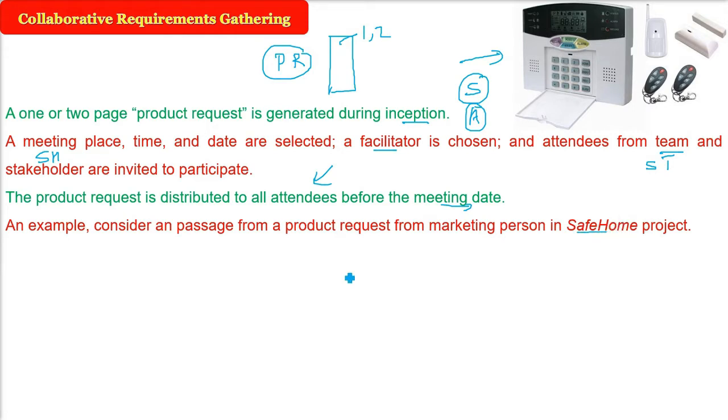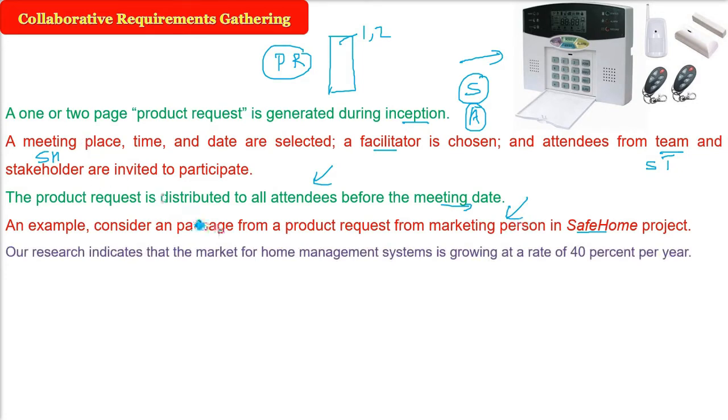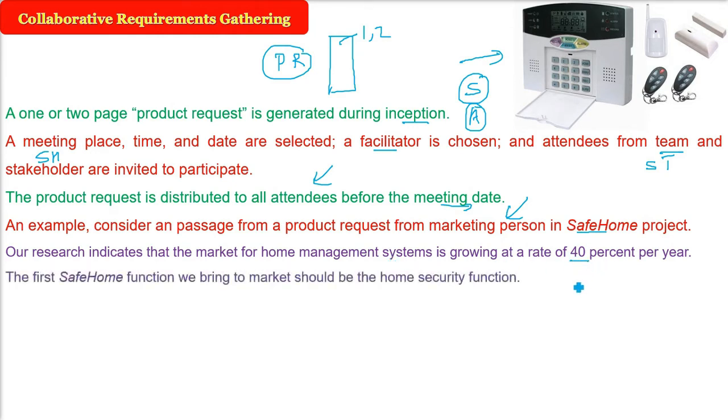For that, what project we are going to see and discuss. So now this is the product request. I'm giving you an excerpt of a product request, and this has been written by a marketing person: our research indicates the market is already using home management systems, growing 40% per year. So Safe Home is the name of the project. It can be any other name, but here we are talking about Safe Home, and we would like to market it with a home security function.